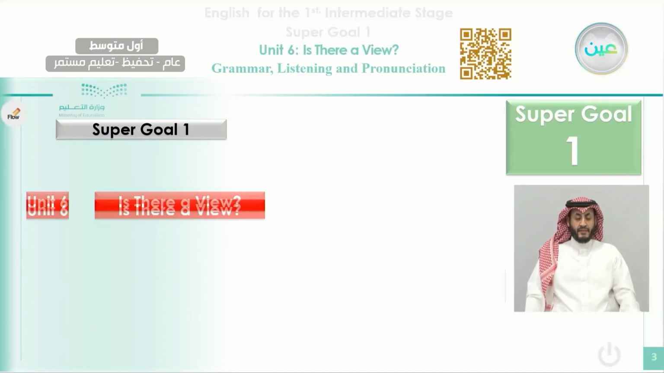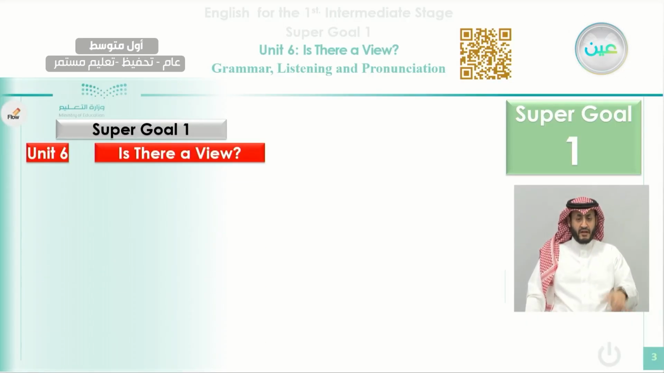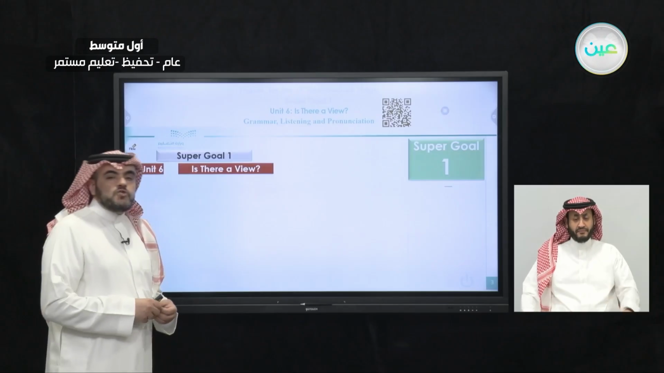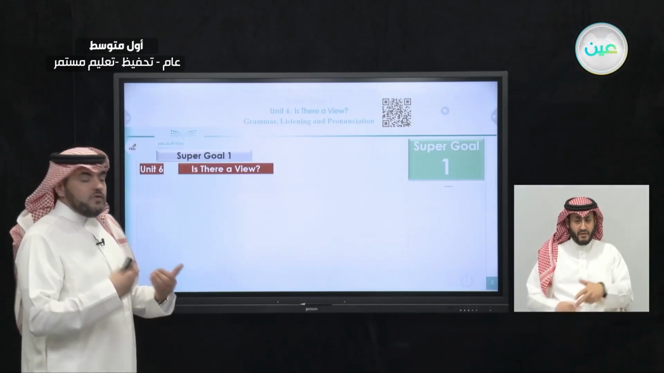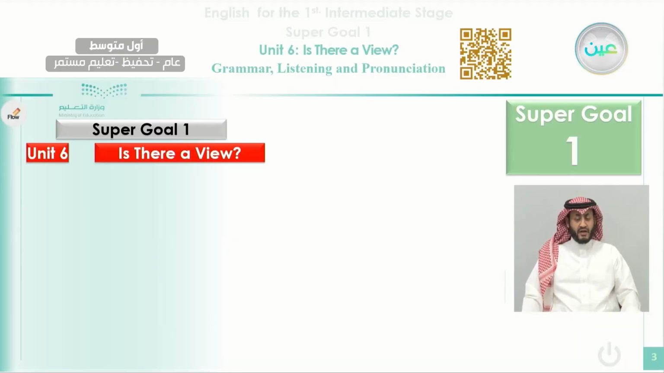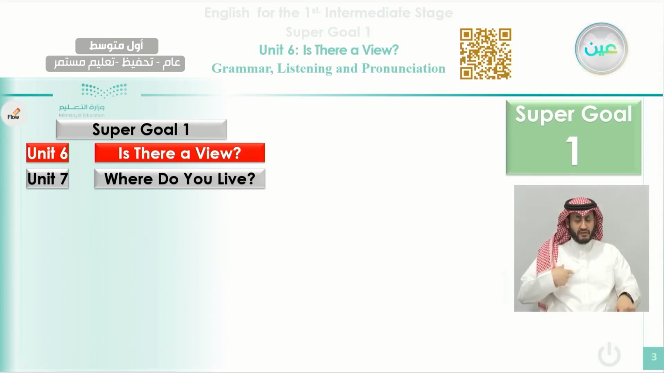As you know, we reviewed some of the content of this Super Goal. We told you that we are planning to study 6 units, inshallah. We start with unit 6 from Super Goal 1. The title of this unit that we are studying now is Is there a view? This is a question, and that is the title for this unit. And the main theme of this unit is the view.